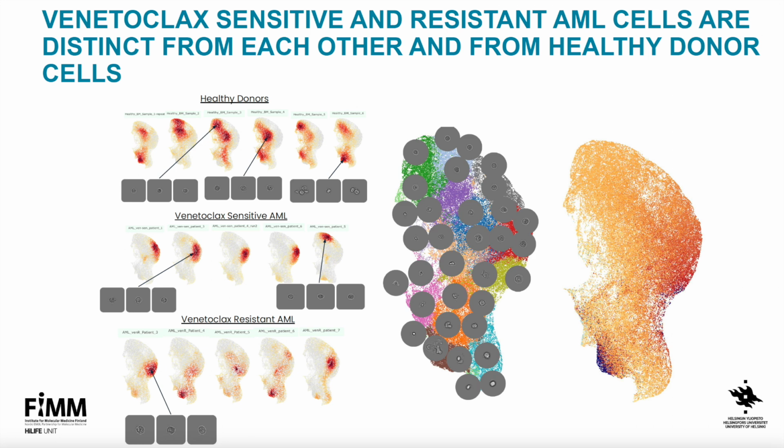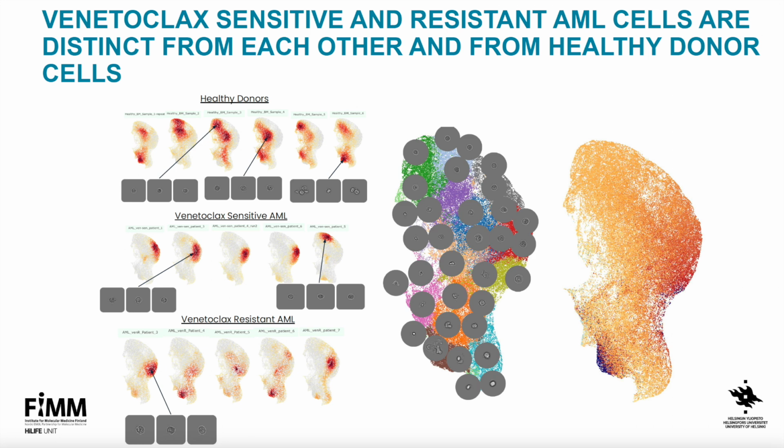If we look at each of those samples individually, you can see diversity, of course, among the different healthy donor samples, but a similar widespread. While with the venetoclax sensitive AML cells, which are mainly the newly diagnosed, untreated samples, we're really seeing a nice tight cluster of cells in all of these 5 samples.